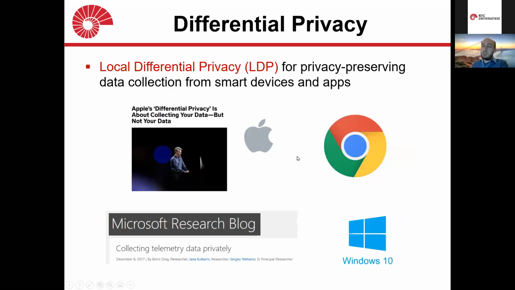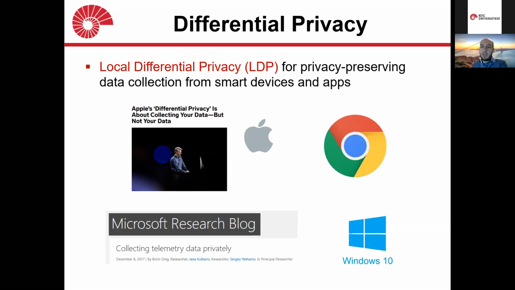So differential privacy is another topic that we cover in the course. You might have heard of differential privacy or not, but differential privacy, or in particular local differential privacy, is used nowadays if you have an Apple device, if you have a Windows 10 device, or if you're using Google Chrome. Local differential privacy is actively used by these applications or devices to collect data, telemetry data, and statistics from your devices.